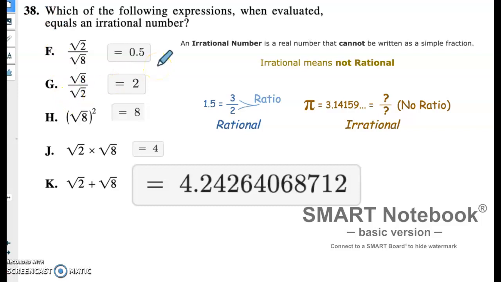So you can type it in your calculator, you could type it in Desmos. I did the square root of 2 divided by the square root of 8. That equals 0.5. Can we easily write 0.5 as a fraction? Yeah, that's 1/2.